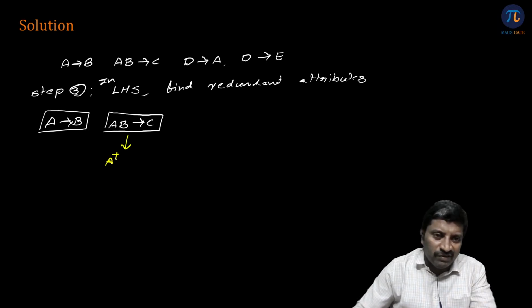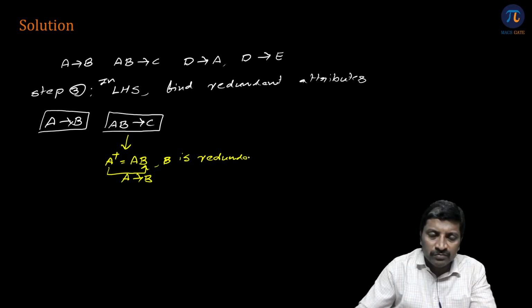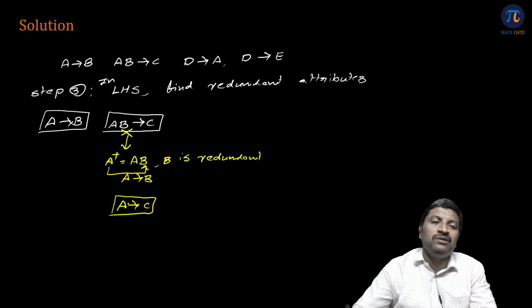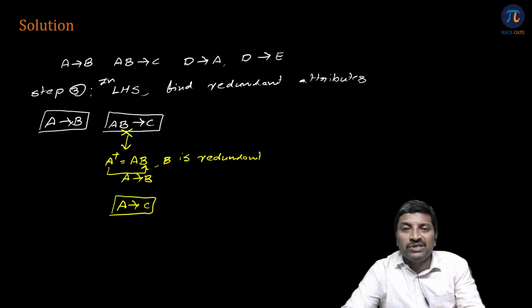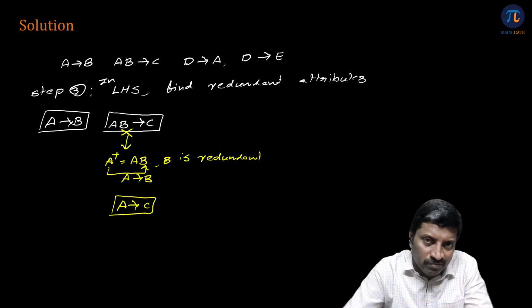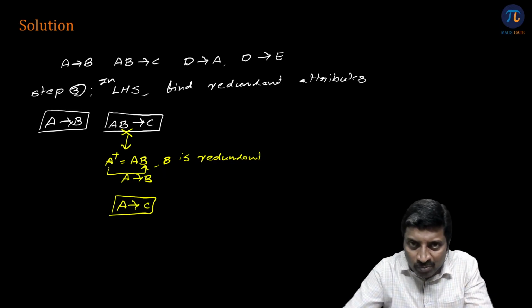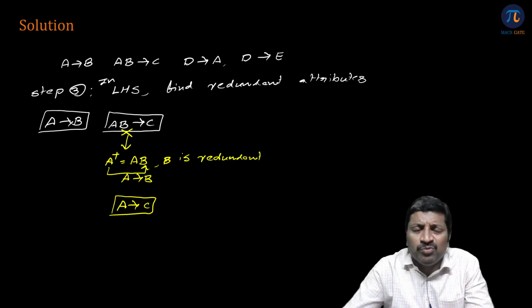Find the closure of A. With A, I can get A as well as B because I am able to use A implies B. So that means A closure contains B. So B is not mandatory. That means B is redundant. So I can remove B from here. So A implies C. Suppose I found A is also redundant, that means B closure contains A. Then you can remove any one of them. Whenever we have 2 employees and both can do the work, we can remove any one of them.